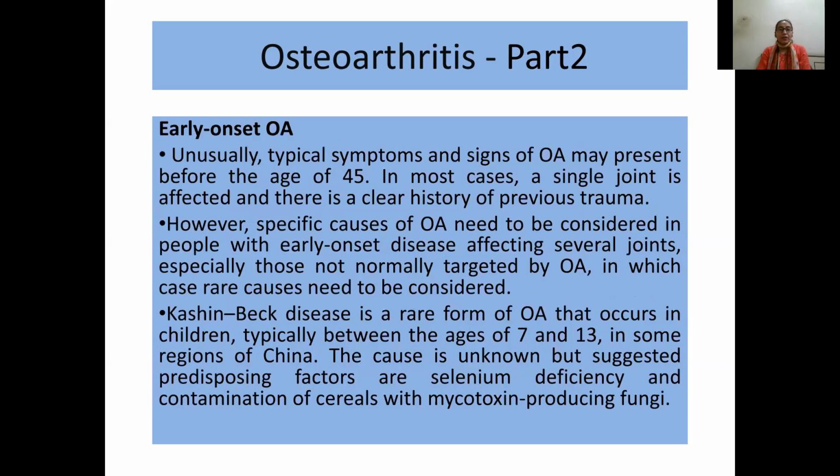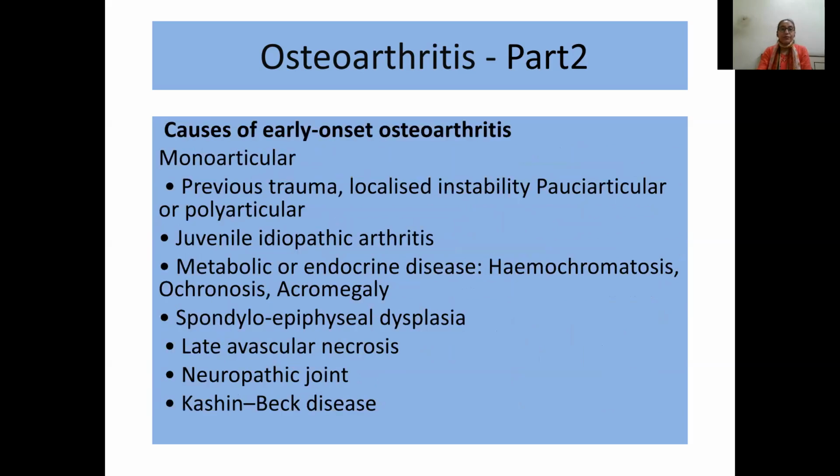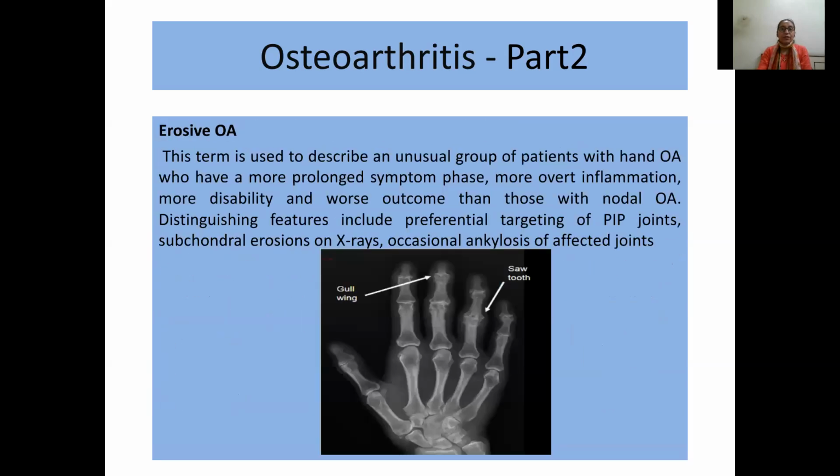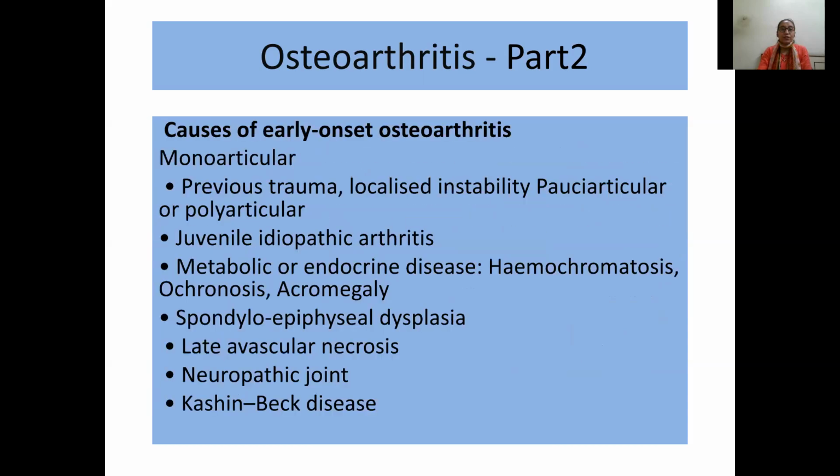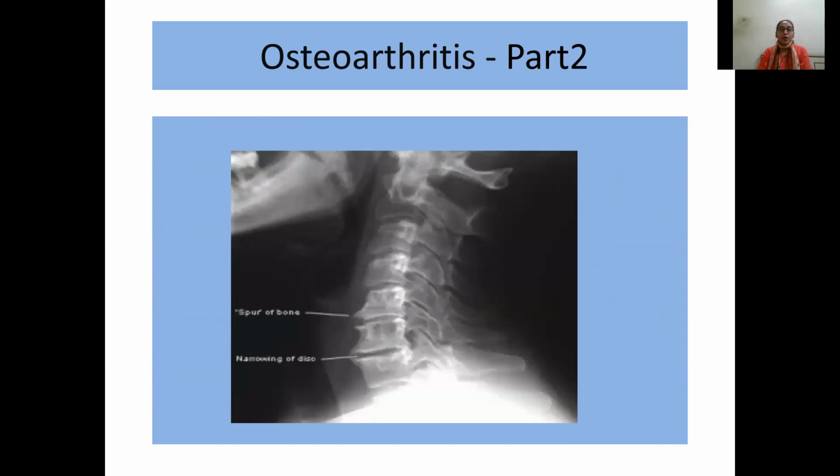Just a minute, I'll show you the diagram of spinal osteoarthritis. Here you can see the pointed parts of the bone projecting outside. This is the spur of bone. They are called osteophytes, and there is narrowing of the disc. These are the commonest features present in cervical spondylosis. The same kind of features can be found in lumbar spondylosis. So these are the features of OA spine.